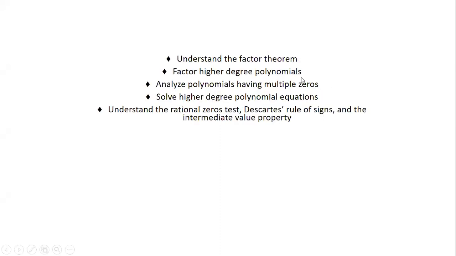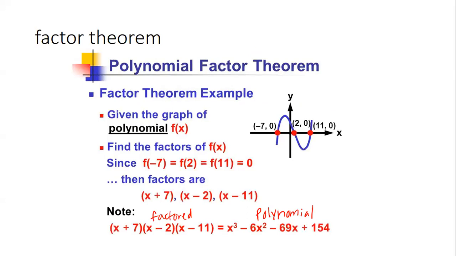So we're finding real zeros. Our objectives here are to understand the factor theorem, factor high degree polynomials, and analyze polynomials having multiple zeros, solve higher degree polynomials, and understand the rational zeros test, Descartes' rule of signs, and the intermediate value theorem. So first, start with the polynomial factor theorem.